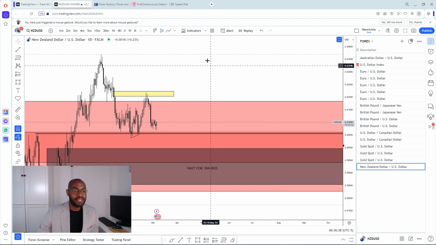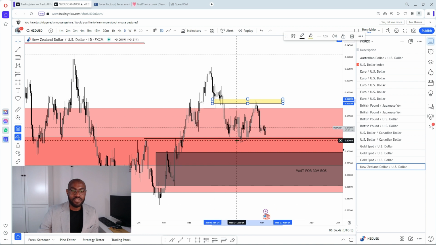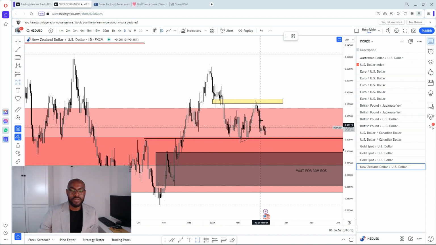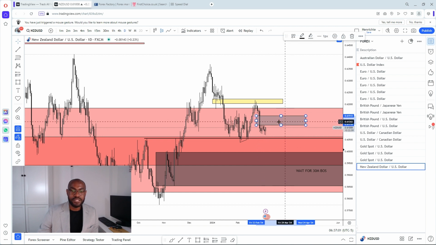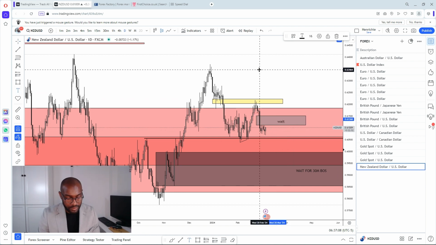So let's take a look at NZD US dollar as well. For NZD US dollar, I'm still looking at this low resistance liquidity resting right here. And we also have this inefficiency resting right here as well, which can also act as a catalyst to drag price to the upside. So we'll be watching this key level. And if we do see price coming to this key level and then show us a 30 minutes break of structure, then we will look for sales on NZD US dollar.